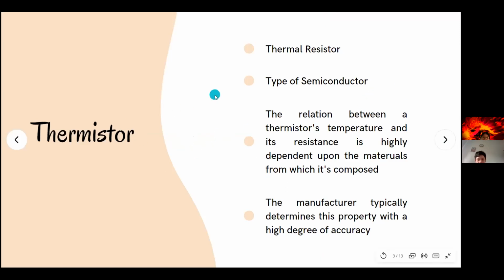Thermistor. It is also known as thermoresistor, and thermistors are a type of semiconductor, meaning they have a greater resistance than conducting materials, but lower resistance than insulating materials. The relationship between a thermistor's temperature and its resistance is highly dependent upon the materials from which it's composed. The manufacturer typically determines this property with a high degree of accuracy, as this is the primary characteristic of interest to a thermistor buyer.